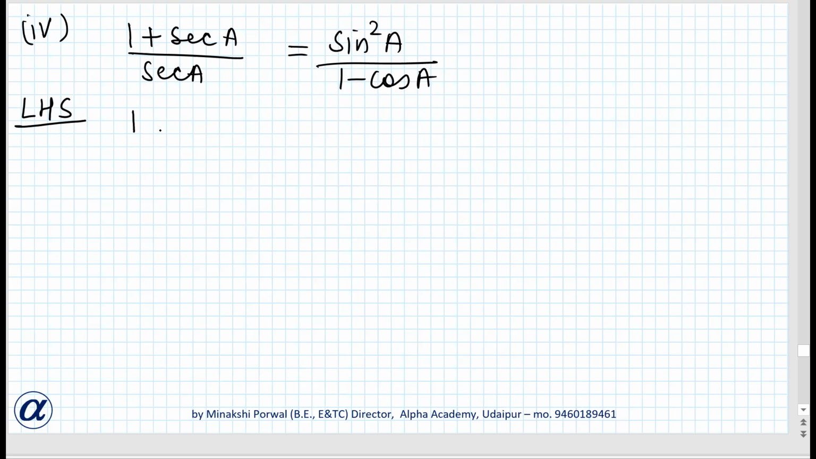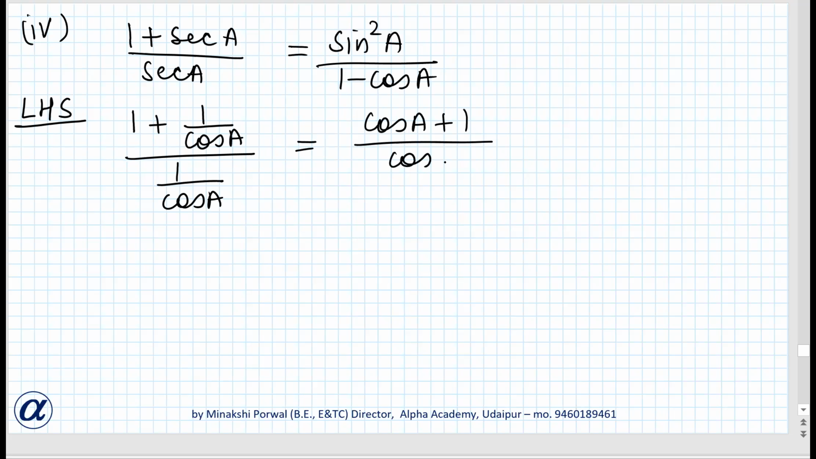Sec a is 1 upon cos a, and this is also 1 upon cos a. When we take the LCM, it is cos a plus 1 upon cos a and 1 upon cos a. So this and this will cancel. It is cos a plus 1.